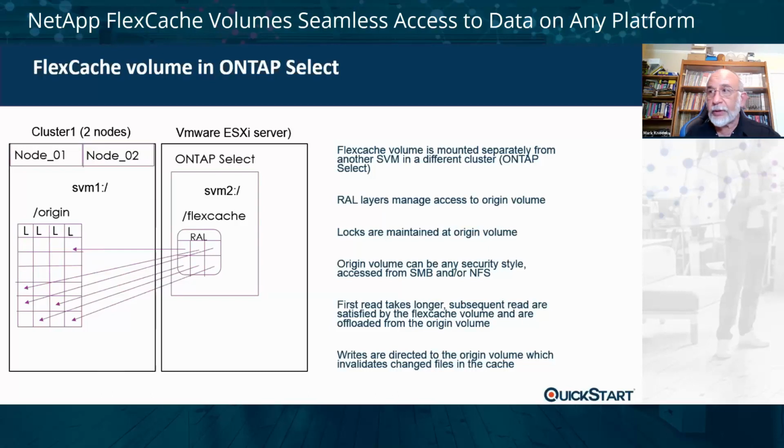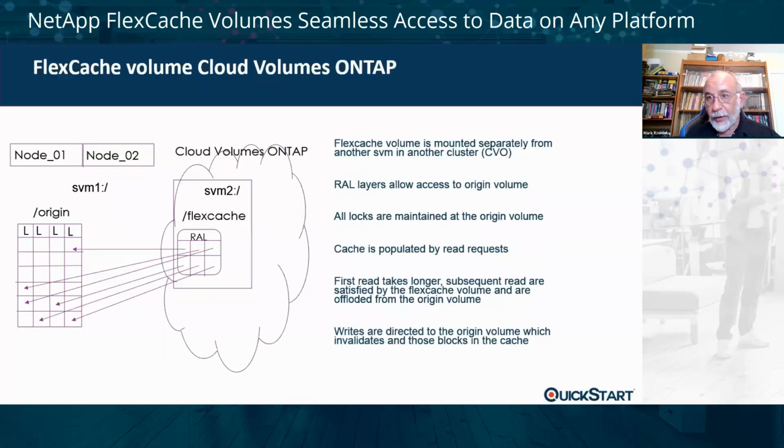Recently, this was also extended out into Cloud Volumes ONTAP. So now I can bring up an instance of ONTAP in the cloud and use that as my cache. Okay. Again, I create the relationship with the source volume. Certain metadata gets updated into the cache, so it looks like the files are there. Then you do that first read, and it starts to populate the cache. Okay. Subsequent reads then are satisfied from this instance of ONTAP running in the cloud.